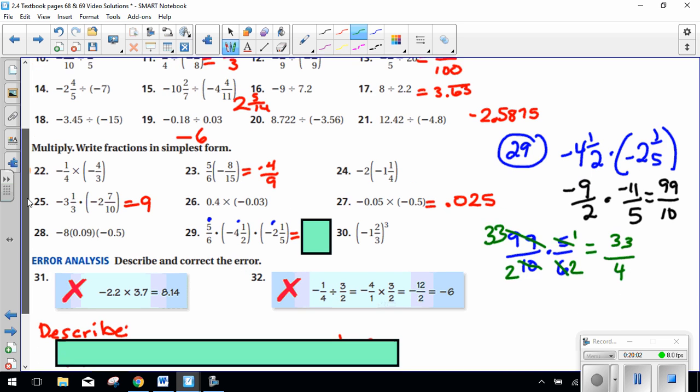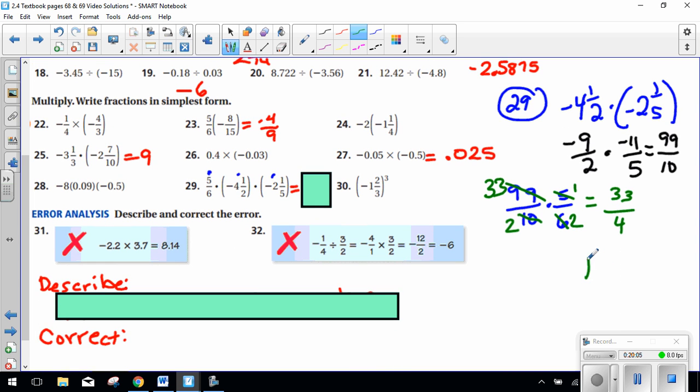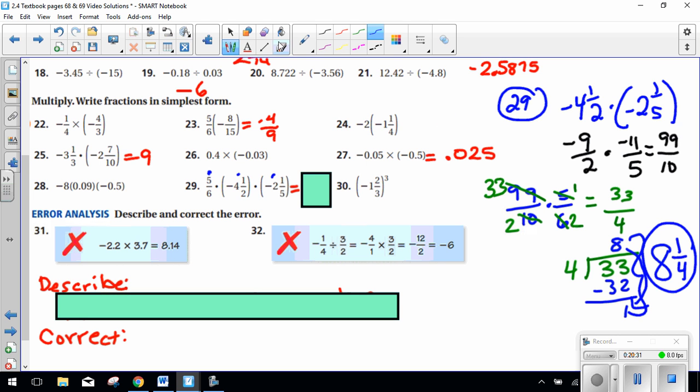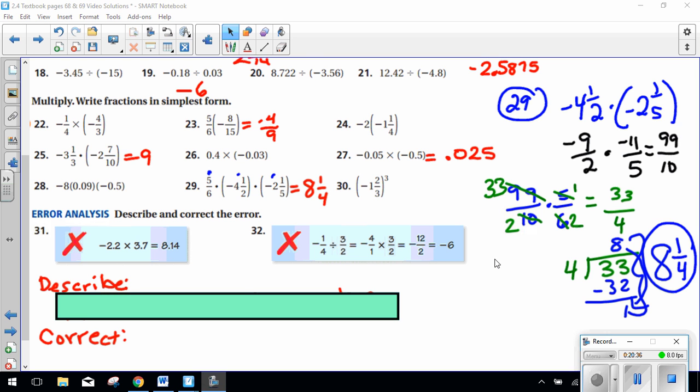Now I'm going to make this a mixed number. Numerator is my dividend. Denominator is my divisor. 4 goes into 33 8 times. 8 times 4 is 32. 1 left over. So my final solution is 8. There's 1 left over out of 4. So 8 and 1/4. Okay, that was number 29.